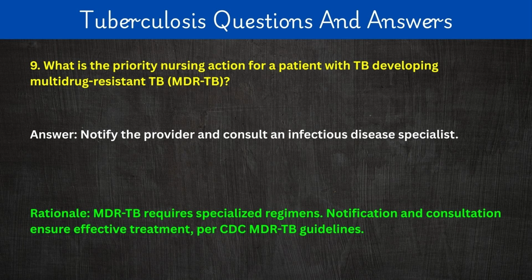9. What is the priority nursing action for a patient with TB developing multi-drug-resistant TB, MDR-TB? Answer. Notify the provider and consult an infectious disease specialist. Rationale. MDR-TB requires specialized regimens. Notification and consultation ensure effective treatment, per CDC MDR-TB guidelines.